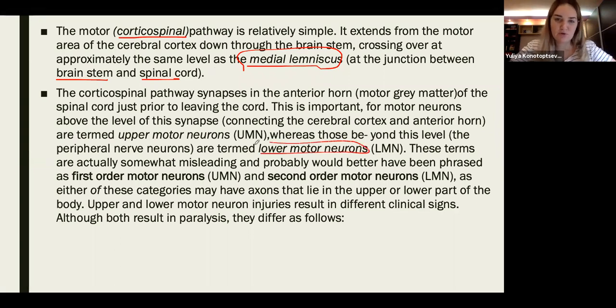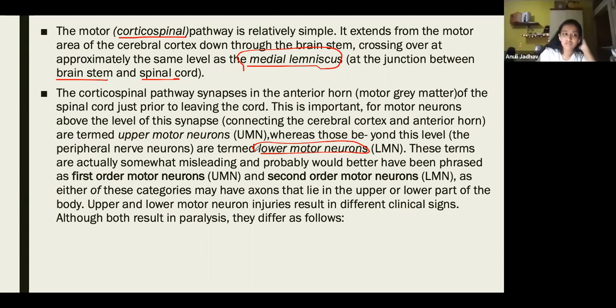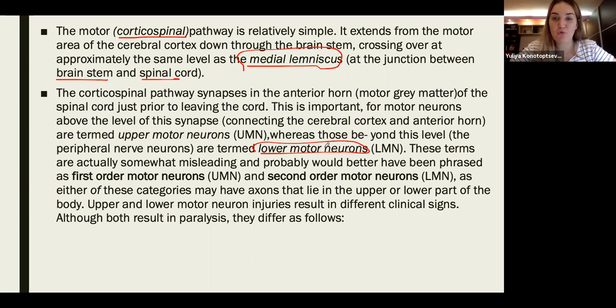Lower motor neuron is which one? What's another name for it? Alpha motor neuron. Very good. Alpha motor neuron, where is it located? In anterior. Very good. Anterior horn of the spinal cord. Lower motor neuron can also be known as the second order motor neuron. Upper motor neurons are sitting in the brain. They have another name. They're also known as the Betz cells. Betz cells are also known as the first order motor neurons.